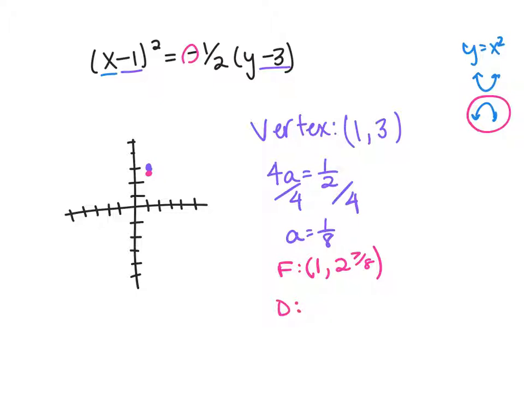And then the directrix will be a line just above the vertex. So in this case, it's a horizontal line, so that's a y equals. And then that'll be 3 1/8 because it's 1/8 above the vertex. And now all we need to do is draw the parabola. That would be in between that point and the line. Essentially, the closer the focus and the directrix get to the vertex, the wider the parabola is.